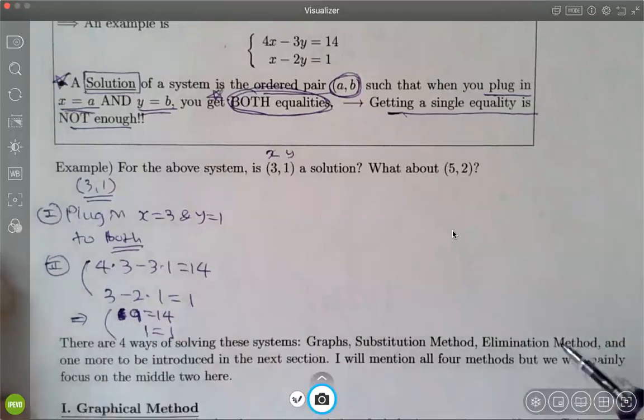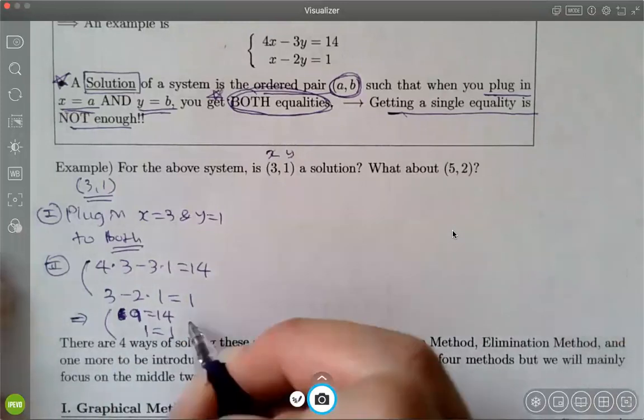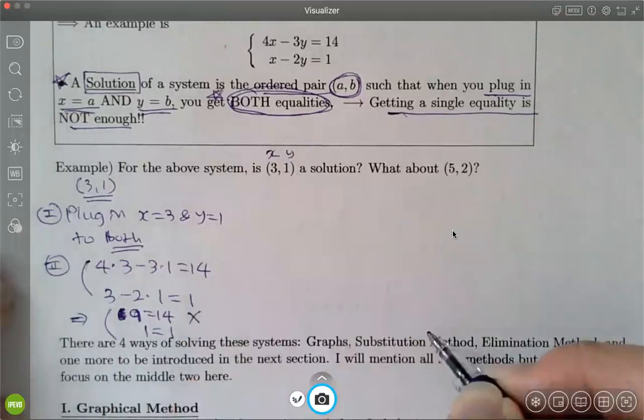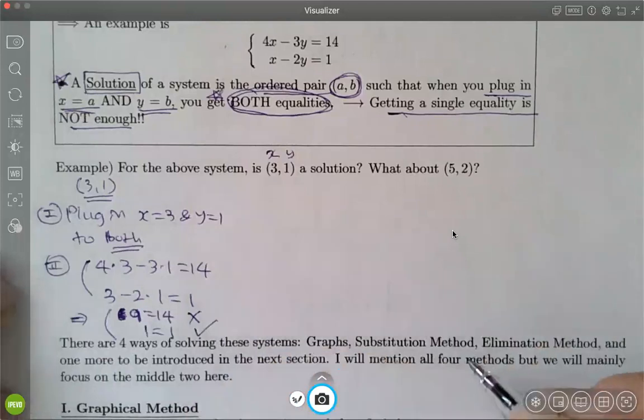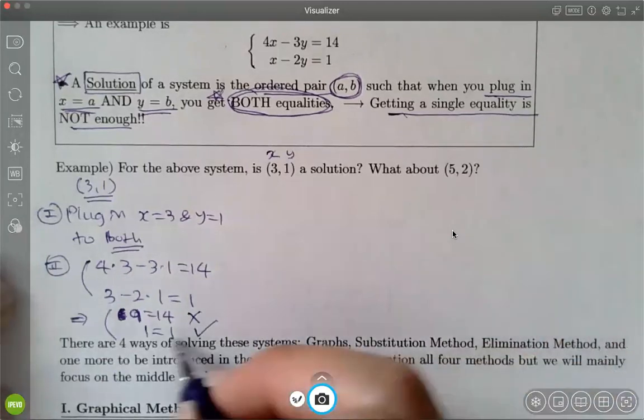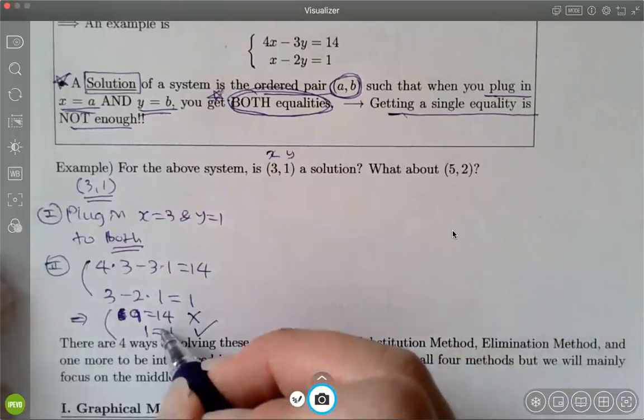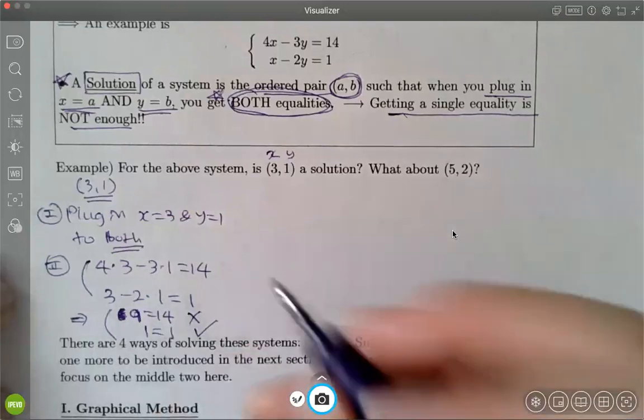So now, what do you notice here? So 9 equals 14. That looks terrible, right? It's not even bad, it's just worse, right? And 1 equals 1 looks good, right? So is 3, 1 a solution? No, right? Because even though we got an equality for the bottom equation, we didn't get an equality at the top equation, so it's not. Okay?